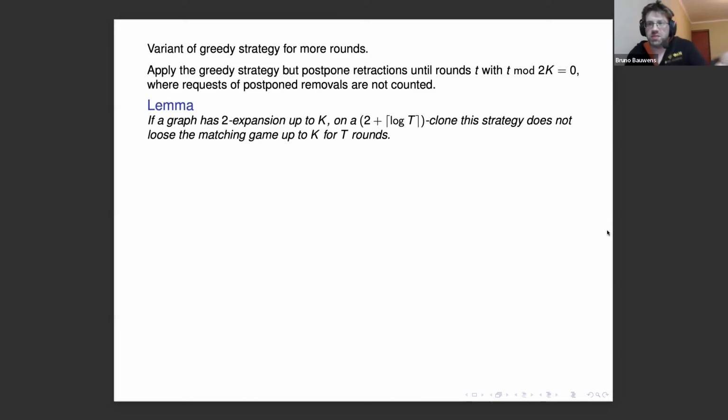So when the opponent wants to retract, we will wait a bit because maybe he might change his mind later. And so we just pretend we didn't hear the retraction and we wait until the next round T, which is 0 modulo 2K. So we wait every 2K steps. And then we process all retractions. It looks like a stupid strategy. Why postpone retractions? It makes the work harder for us. But it turns out that if we postpone, then we can prove something.